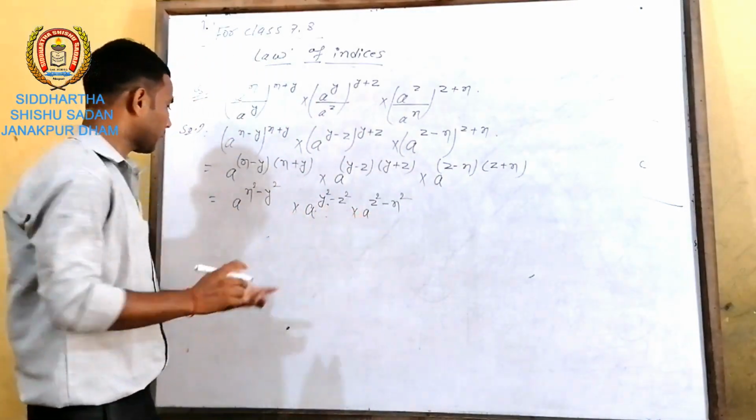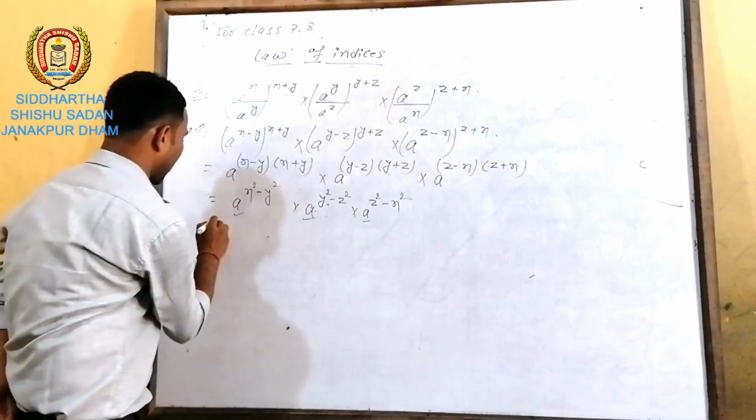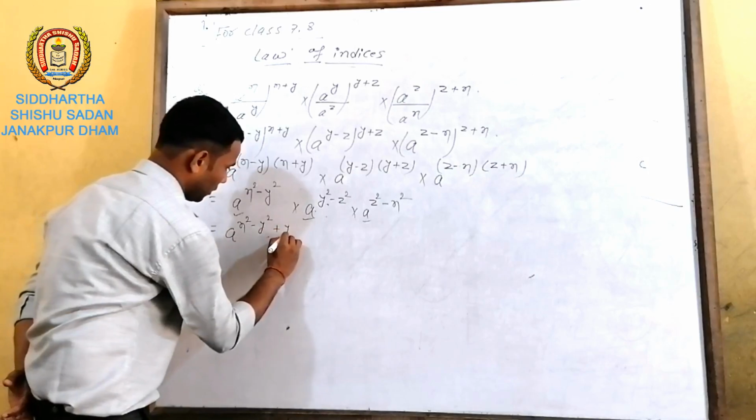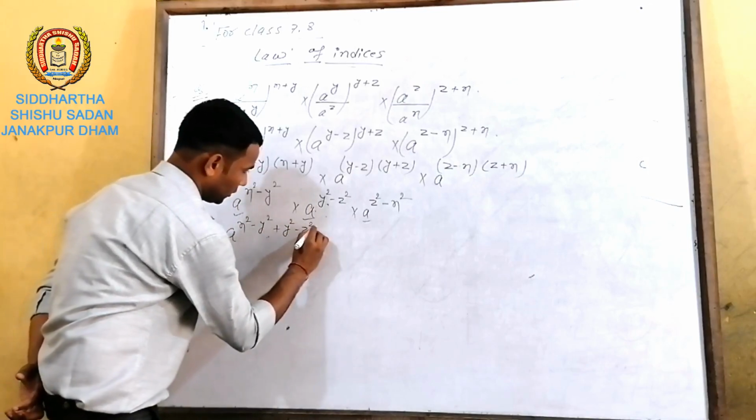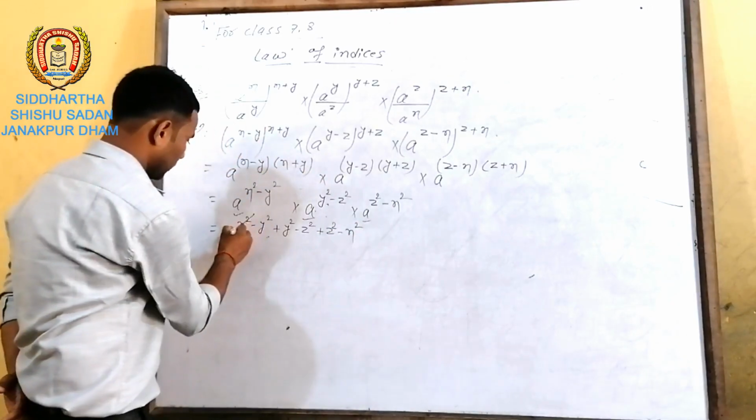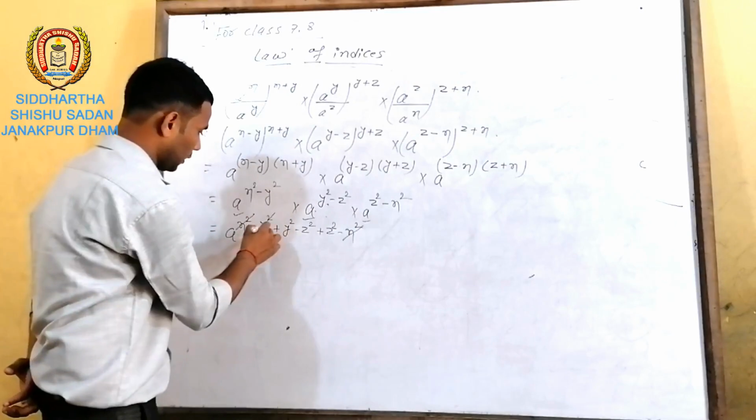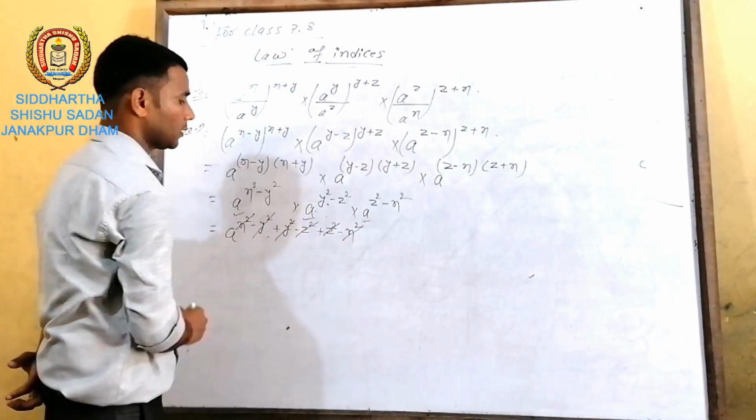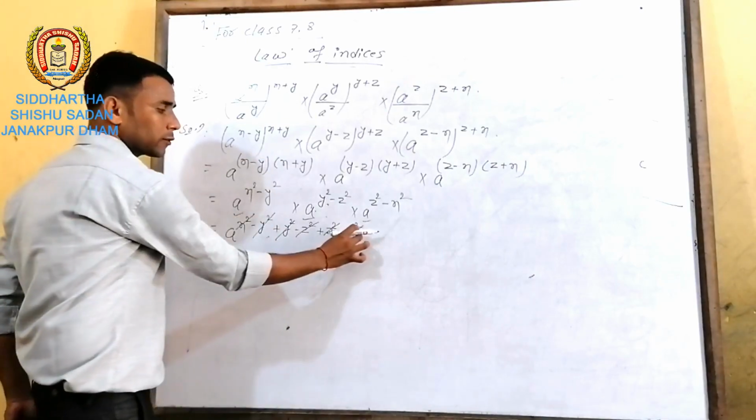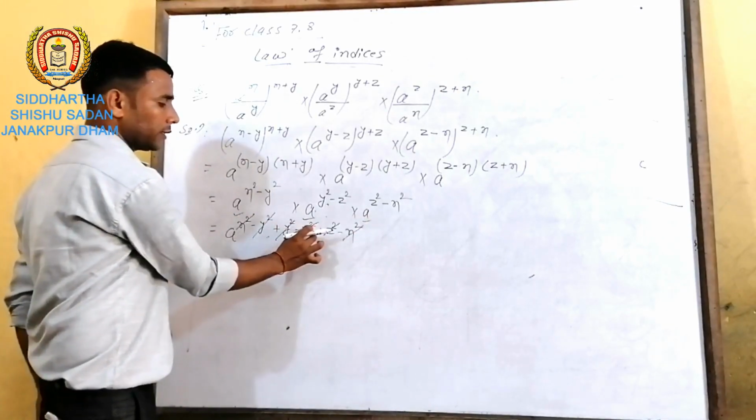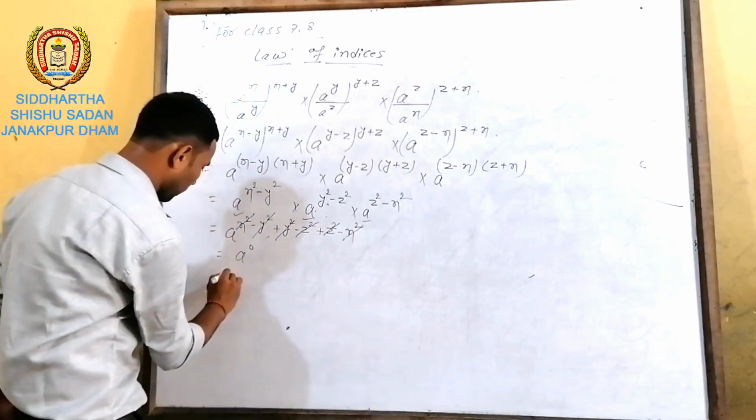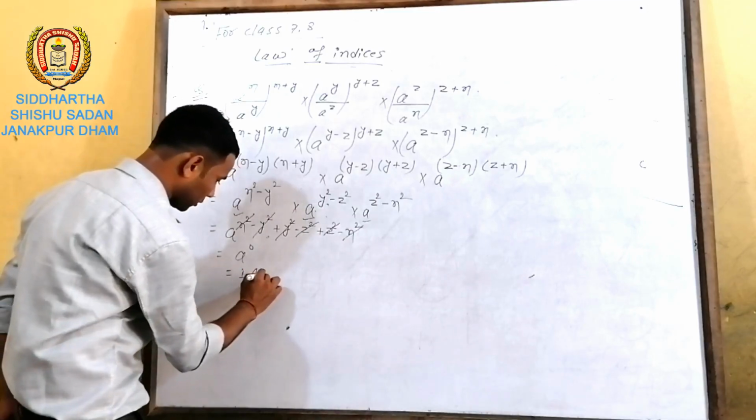Now, product law: bases are same, then power is added. A to the power x square minus y square plus y square minus z square plus z square minus x square. X square, y square, z square with plus and minus signs: different signs are subtracted, so x square cancels, y square and z square cancel. Power is nothing, so power is 0. Then a to the power 0, you know the value is how much? 1.